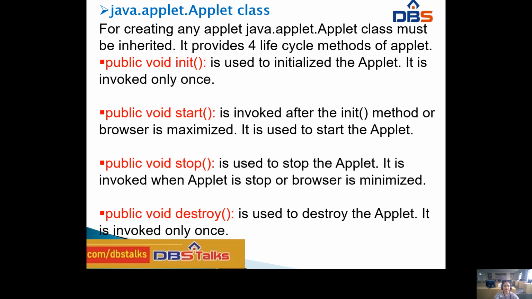And next, the fourth method is the public void destroy method. It is used to destroy the applet. This method is used to destroy the particular applet or application. It is invoked only once.